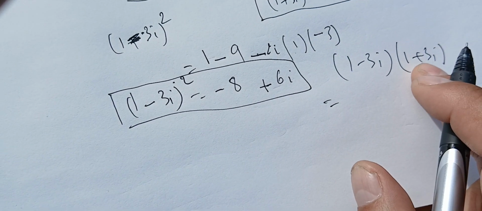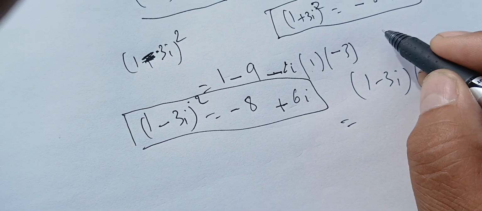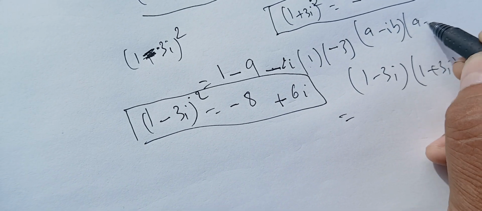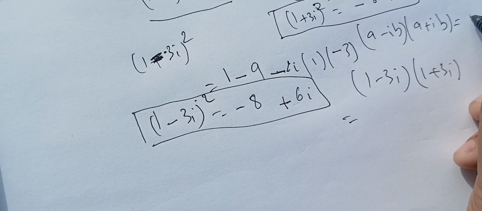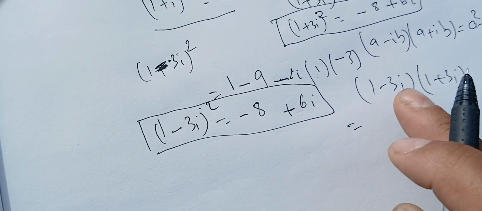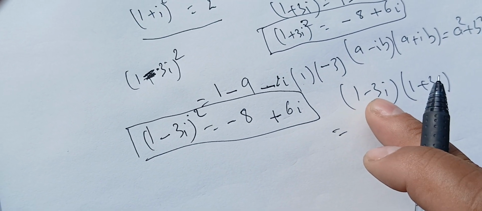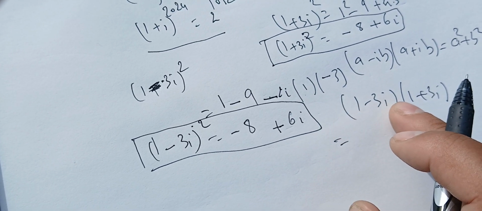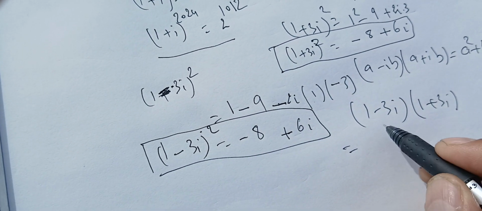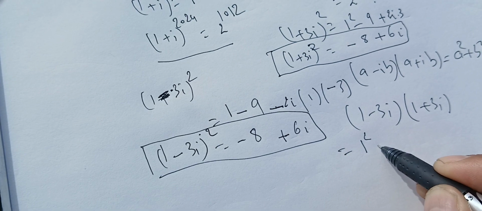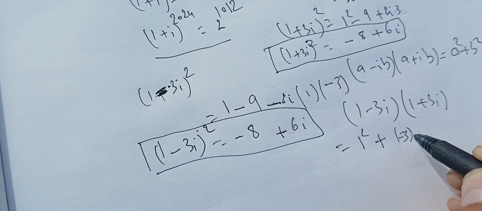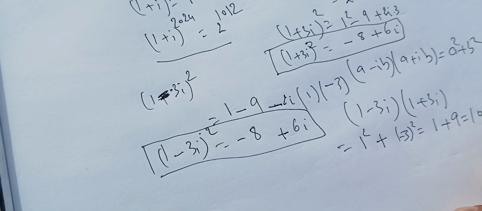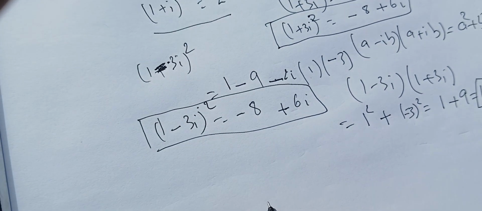Okay, now we want to compute (1 - 3i) times (1 + 3i). So we said that when we have (a - ib) times (a + ib), we have a squared plus b squared. So in this case, a is 1 and b is 3 or minus 3, because we're going to square it. So here we have 1 squared plus (minus 3 or 3) squared. So we have 1 plus 9. So we have 10.